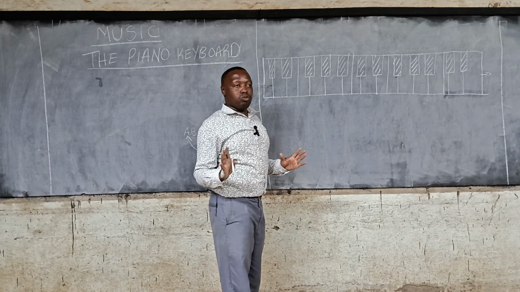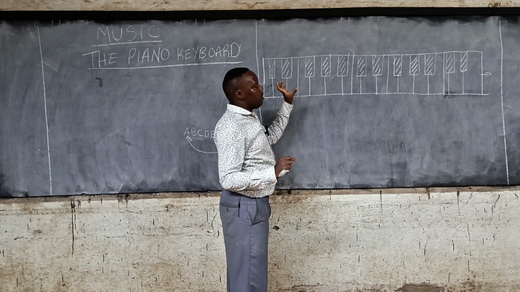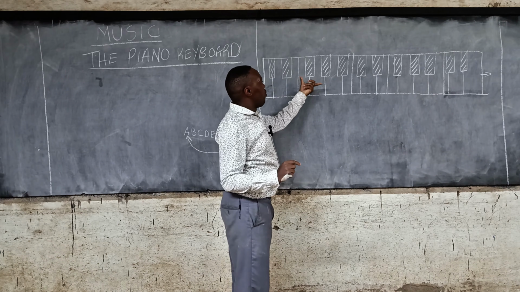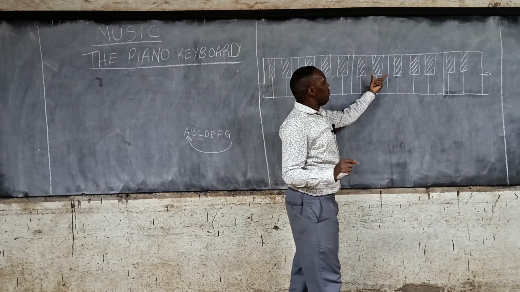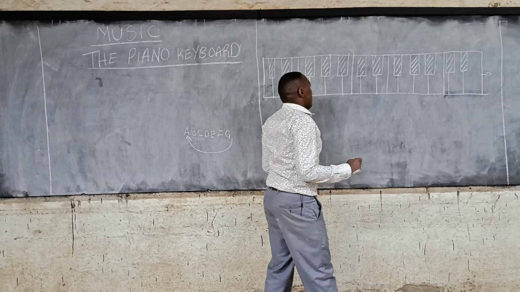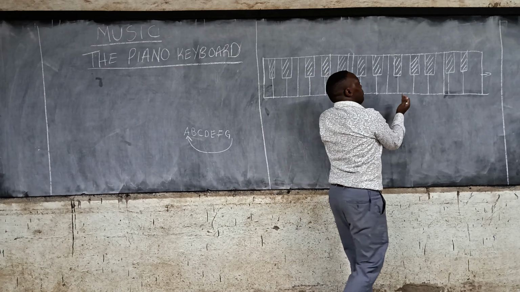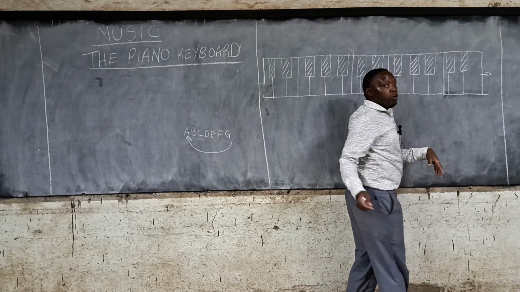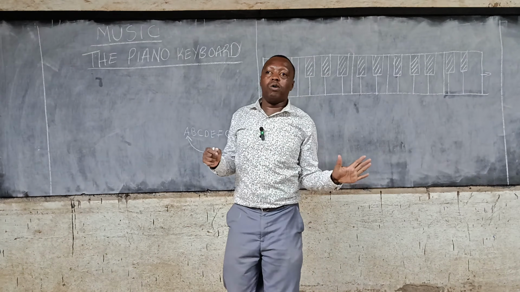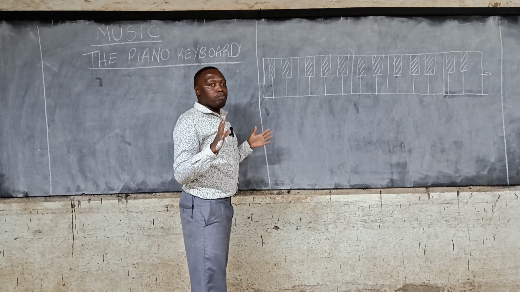Another thing to note, there is a pattern that you can see on the piano. There is two, three, two, three, two as we move on. From here to here makes an octave. From here to here makes another octave, as we move around three or four octaves or even five in a piano. It depends on the kind of piano.